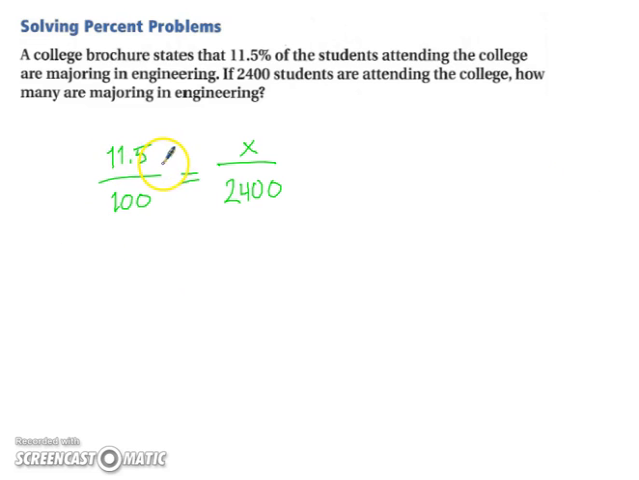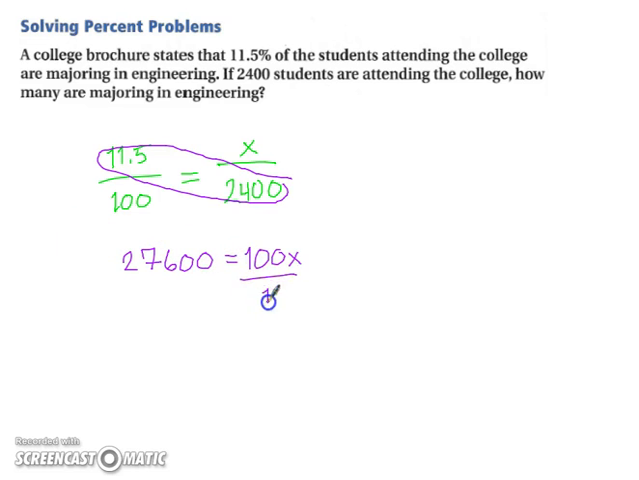So we have 11.5 times 2,400. So we're going to multiply these two together. And when you do so, you end up with 27,600, which is equal to 100x. Now to get x by itself, we want to divide both sides by 100. And when we divide by 100, we simply move our decimal around. Because we're dividing by 100, we're going to move the decimal 2 places to the left. So we're left with 276 students are majoring in engineering.